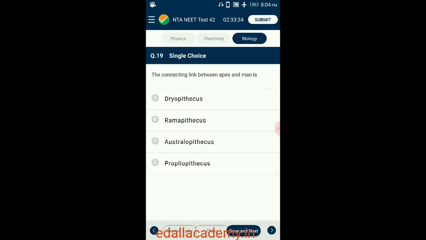Question number 19. The connecting link between apes and man is Australopithecus. Australopithecus had many characters of man as well as apes. Its ape-like characters include cranial capacity of around 600 cc, U-shaped prognathous jaw, and larger teeth. Its man-like characters include erect posture and forelimbs shorter than hind limbs. Hence, it is considered as a connecting link between apes and man. So the answer for this question is option C, Australopithecus.